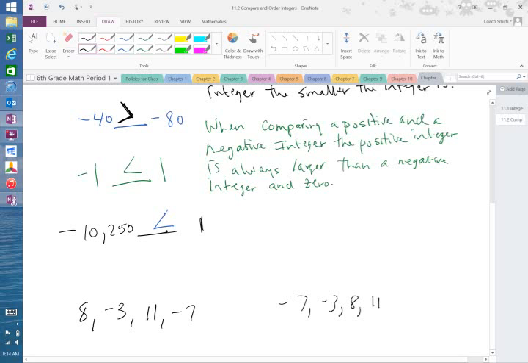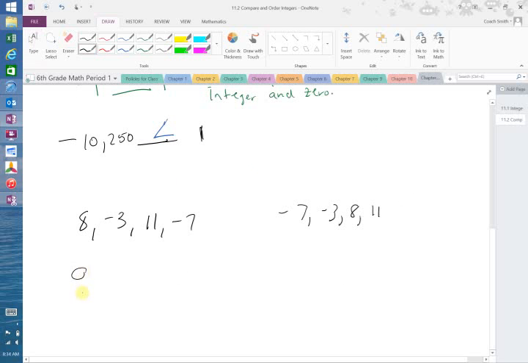Now, let's look at this one. 9, -6, 17, and 0. Now, remember, the book is going to put the little positive sign by the number. You don't have to do that. They're just doing that in these first few sections to let you remember that if a number doesn't have a negative sign, it is always going to be positive.